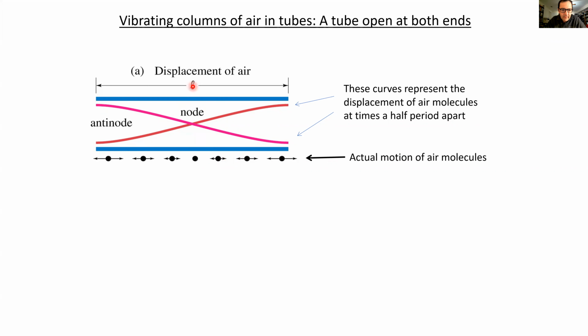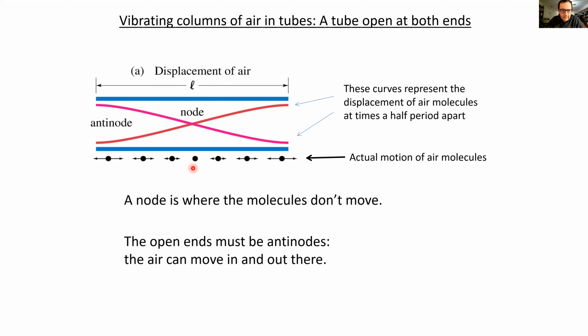Okay, and we have a pipe of length L. A couple of comments. A node, this node here, is where the molecules don't move, just like that one. And the open ends must be antinodes, so the air can move in and out there. It's free to do so. So in this mode of oscillation, it has to do that. And then the fundamental mode has one node in the middle like this.